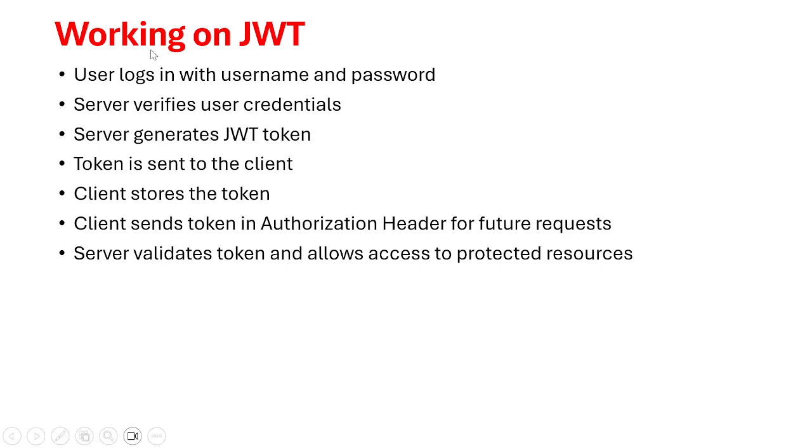Okay, so this is the working principle of JWT. Whenever the user tries to log in with the username and the password, the server verifies the user credentials, generates the JWT token and sends it to the client. The client stores this token in the browser, and whenever a further API request comes from the front end or React, it will pass the request along with the token. If the token is expired, it will return the response that you are not an authorized user or the token is expired. So this is how you can protect your data.